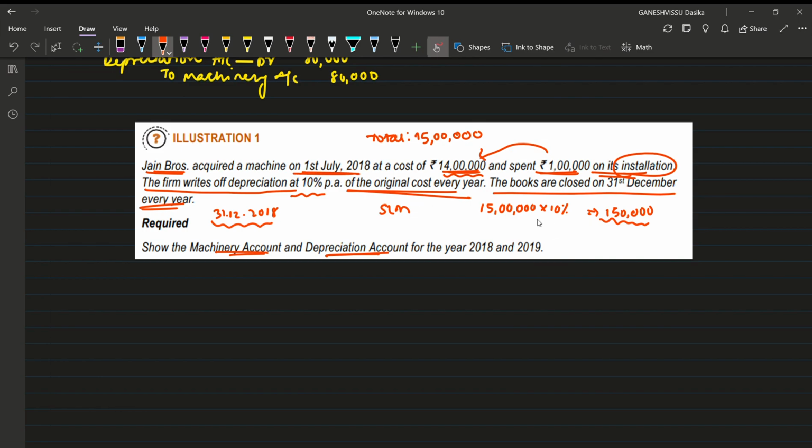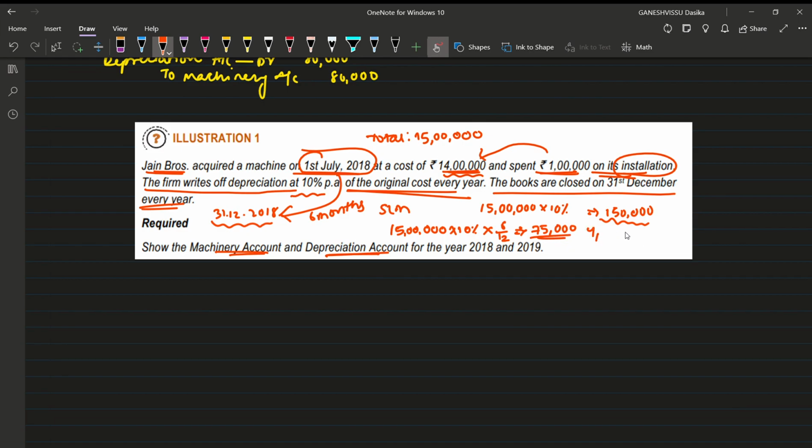So we need to charge the depreciation from 1st July 2018 to 31st December 2018. That is for 6 months only. For 6 months we need to charge the depreciation. So what would be the thing? 15 lakhs into 10% is the amount of depreciation. For 6 months we need to calculate the depreciation. That would be 75,000 rupees. This is the amount of depreciation we need to charge here for year 1.